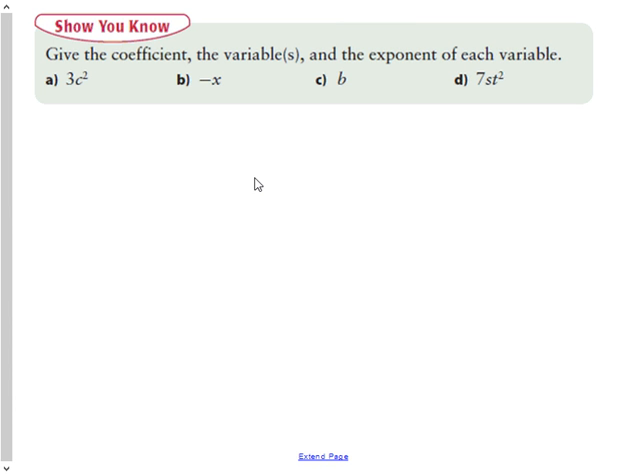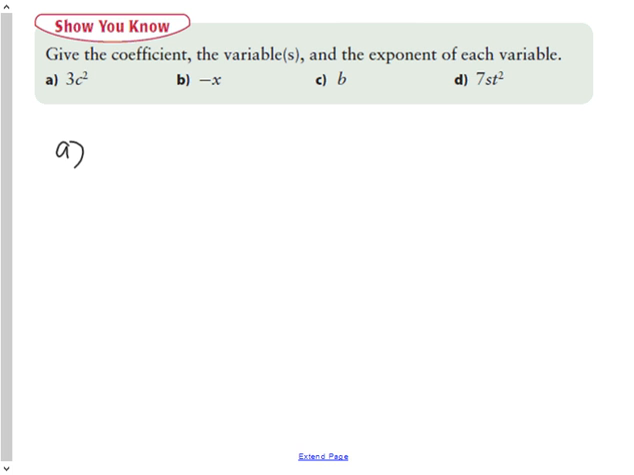All right, moving along to section 5.2, questions and show you know. The first thing in section 5.2, it says give the coefficient, the variables, and the exponent of each variable. So your first question gives you the monomial or the term 3c squared. What's the coefficient? Well, the coefficient in A would be 3.